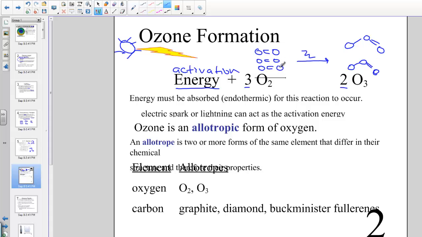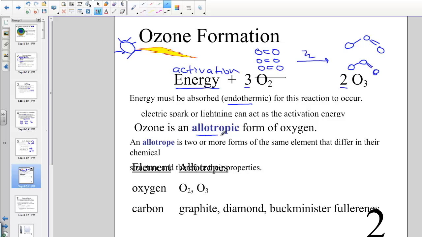So here we would have just a different rearrangement of those 6 oxygen atoms over here, the 1, 2, 3, 4, 5, 6 oxygen atoms double bonded here to make 3 O2 molecules. When this is hit with energy, these bonds break, the atoms rearrange, and they form 2 ozone molecules. So energy must be absorbed, a very endothermic reaction, for this to occur. An electric spark or lightning can act as the activation energy.